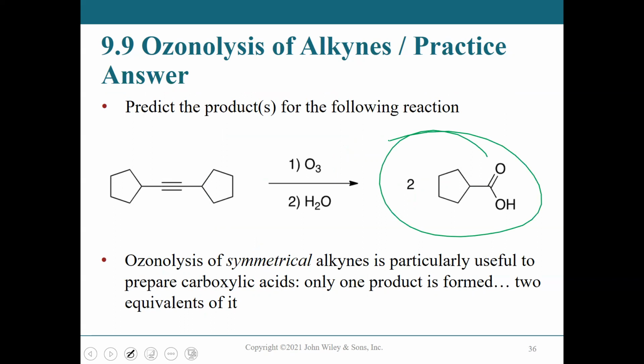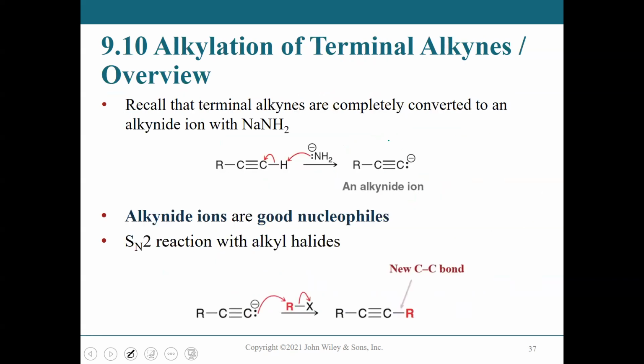Okay. Ozonolysis of symmetrical alkynes is particularly useful to prepare carboxylic acids. Only 1 product is formed, 2 equivalents of it. Okay? So this is the only reaction that we have learned that produces carboxylic acid. So remember that reaction.